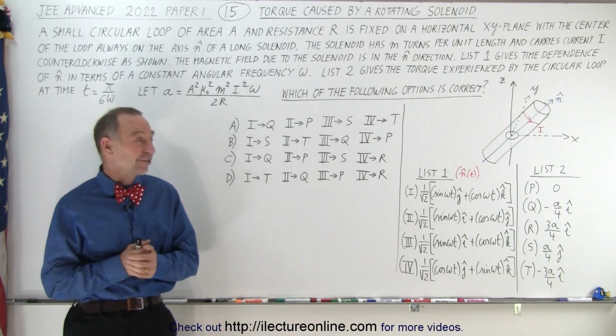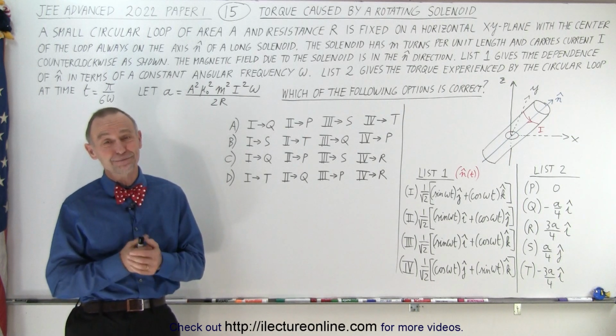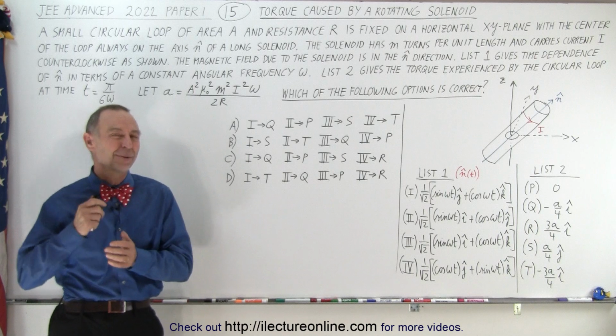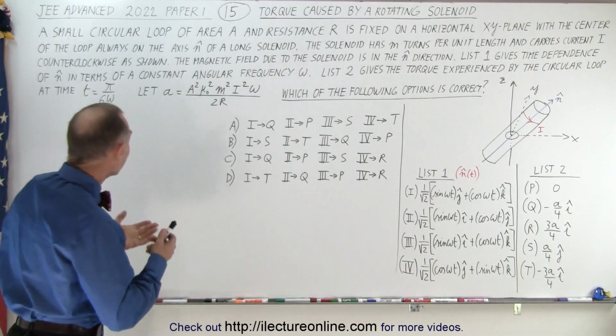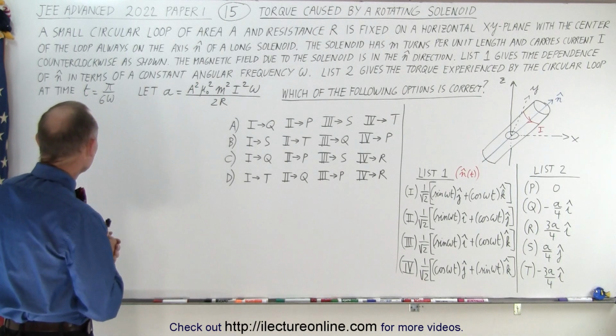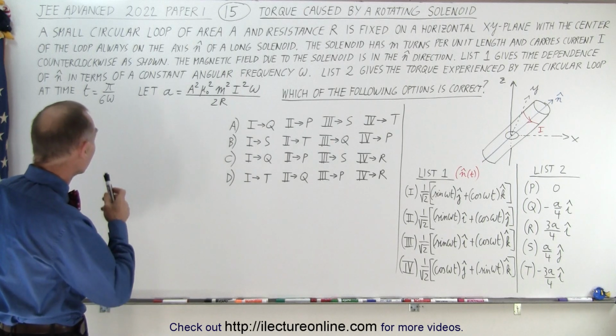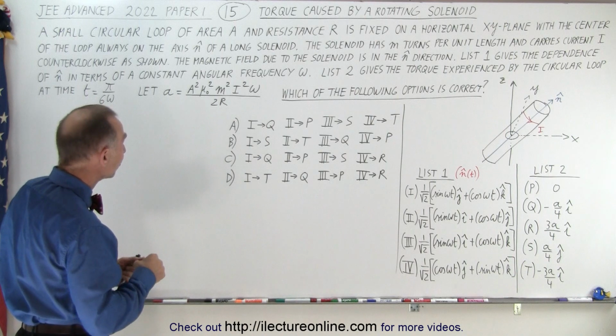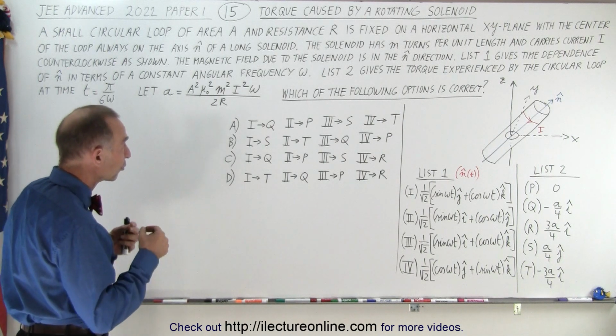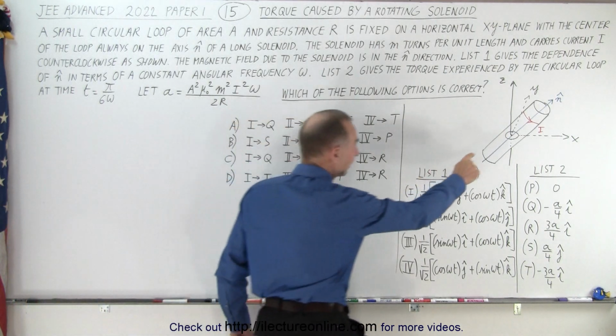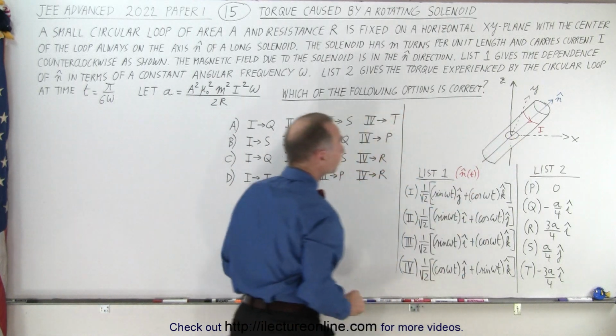Here's one of those really complicated, difficult JEE type of problems that you will only find on a JEE test. I've never seen anything like this, but let's try to work through it and see what we get. So our 15th problem on paper 1 in the 2022 JEE Advanced test says, a small circular loop of area A and resistance R is fixed on a horizontal XY plane, and that's this little loop right there.